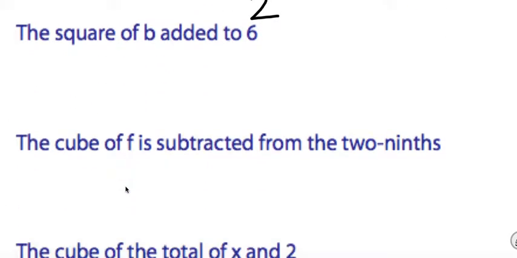The square of b added to 6. What does square mean? Means to have a little raised power of 2. So I have the square of b and I need to add that to 6. So I had the 6 and I added b squared to it. Again, because of commutative property, these could go in either order, but that's not always the case for all problems.